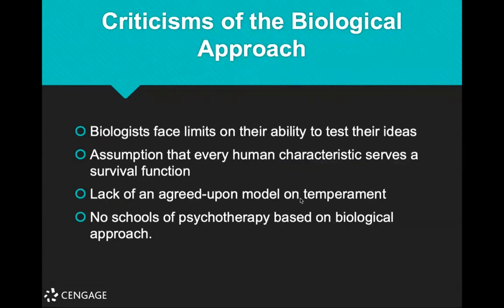However, some of the limitations are that biologists face limits on their ability to test their ideas, right? For example, you could say anxiety was something that was passed down across generations because it helped people survive and not get killed, right? If that's a proposition that you're making, it's a very difficult idea to test, because how are you going to test that? Are you going to measure everyone's anxiety level over years and years while controlling everyone else's lack of anxiety, and then see how it manifests in the world? Well, it's not a very clear-cut design, and there are a lot of covariates, a lot of confounding variables that might interfere in measuring this hypothesis. So biologists face limits on their ability to test certain ideas, especially evolutionary ones.